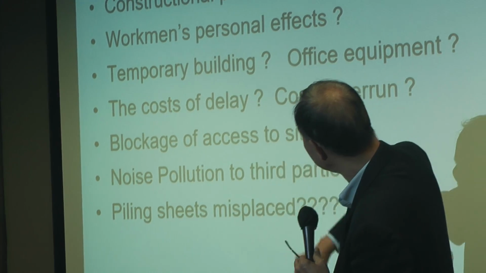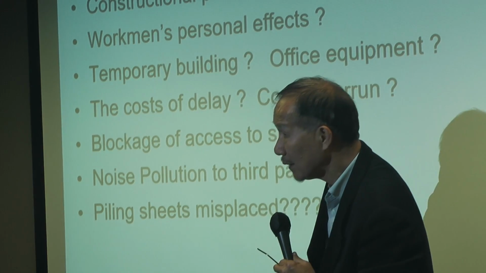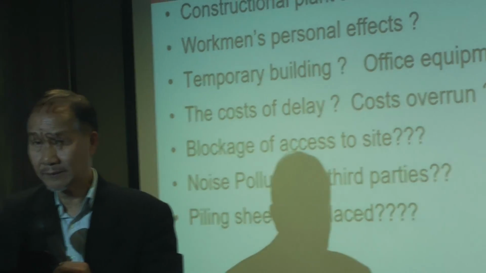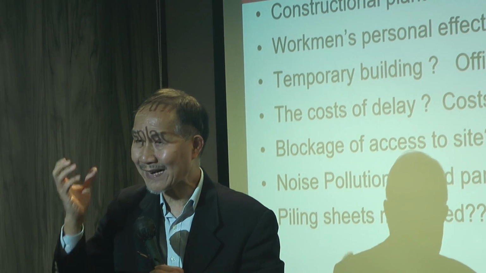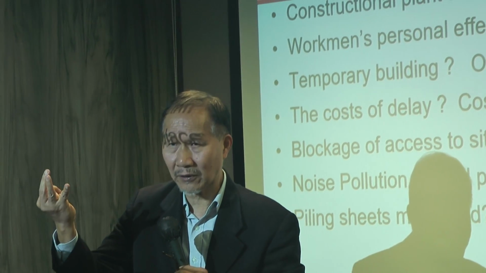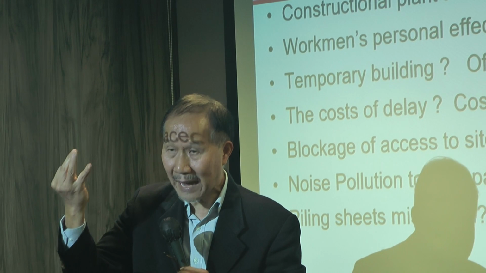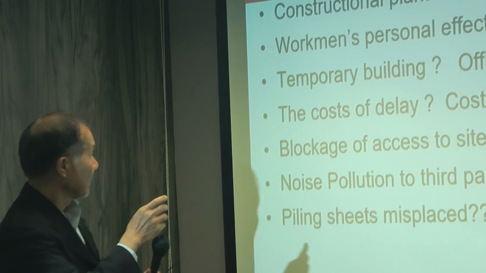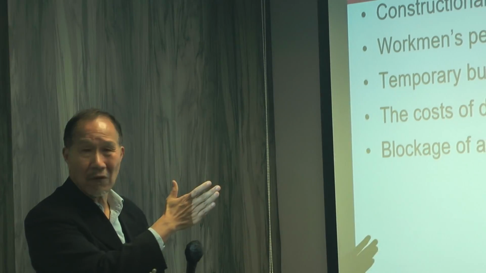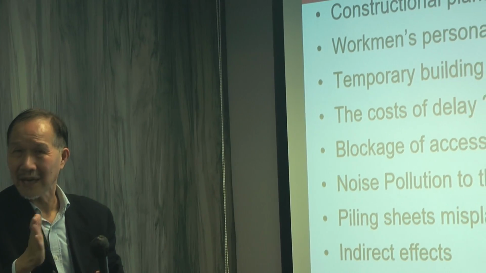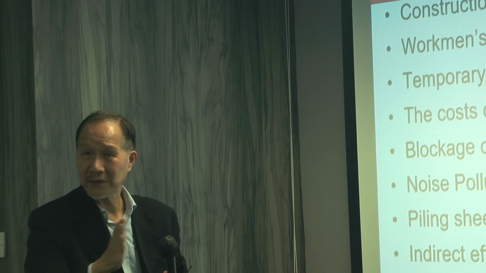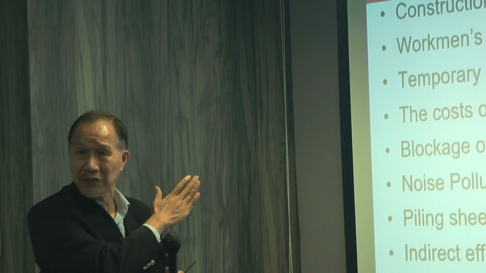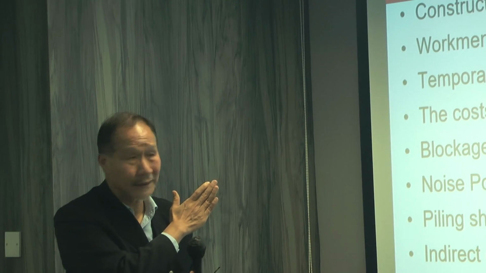This could be covered, but this is not covered. Why? Because I just want you to remember a few words: accident, physical loss, damage. But if the cause of delay, cause of overrun, they are not accident. They are poor management. There's no event. There's no physical loss. So this is not the intention of the policy to pay for this whole thing.